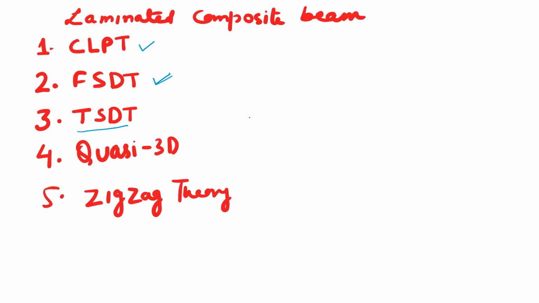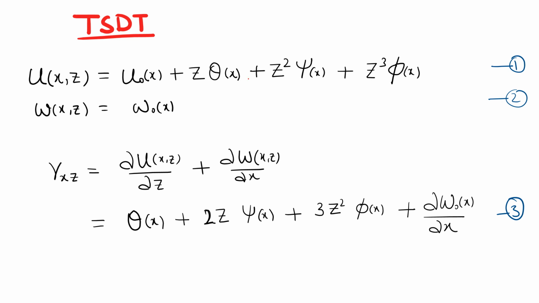In the previous lecture we studied the classical laminated theory for the beam, and also the first order shear deformation theory. Today we are going to study the third order shear deformation theory. So now we are going to start.